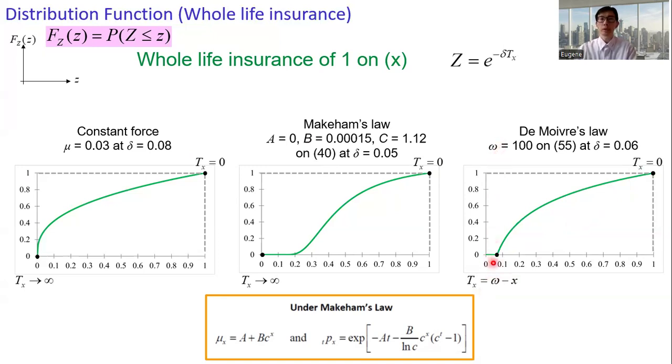At this point, the minimum value of Z is e to the power minus delta times omega minus x. Omega is 100 and x is 55. In this illustration, we get the minimum value of Z as 0.0672.